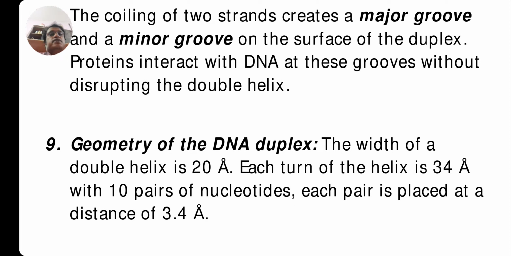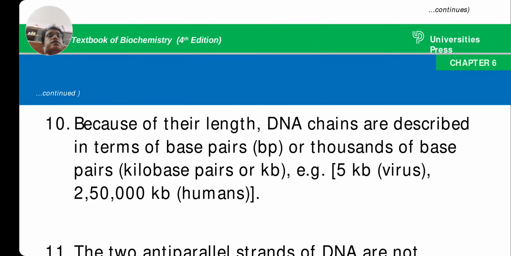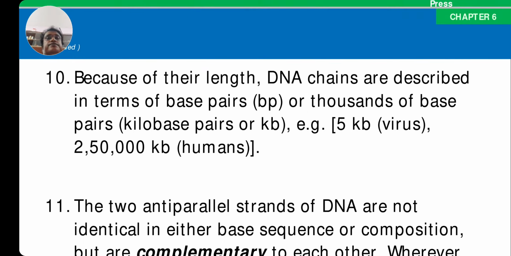Geometry of the DNA duplex. The width of the double helix is 20 angstrom. Each turn of the helix is 34 angstrom with 10 pairs of nucleotides. Each pair is placed at a distance of 3.4 angstrom. Because of their length, DNA molecules are described in terms of base pairs or thousands of base pairs, for example 5 kb for a virus and 250,000 kb for humans.